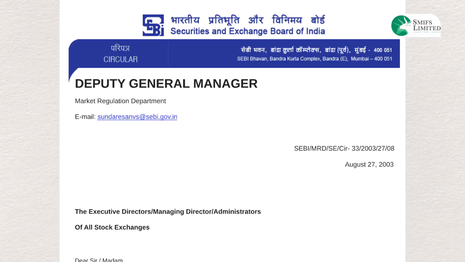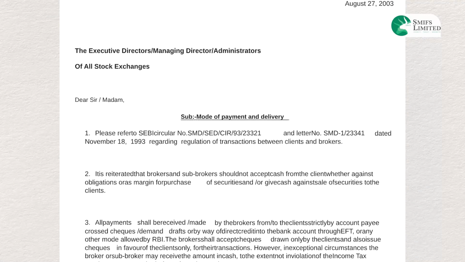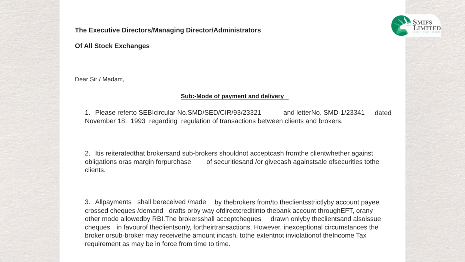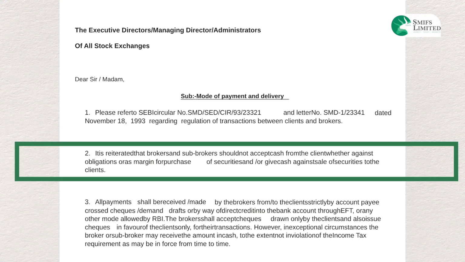The first circular referred to is of 27th August 2003. The circular is captioned Mode of Payment and Delivery. This circular emerges from a letter which SEBI had given on 18th November 1993 regarding regulation of transactions between clients and stockbrokers. This circular reiterates that stockbrokers and sub-brokers should not accept cash from clients, whether against obligations or as margin for purchase of securities, and should not give cash against the sale of securities to the clients.